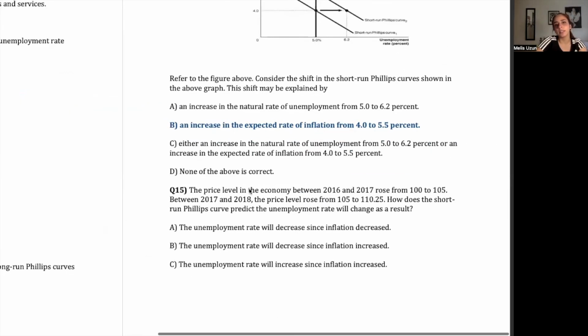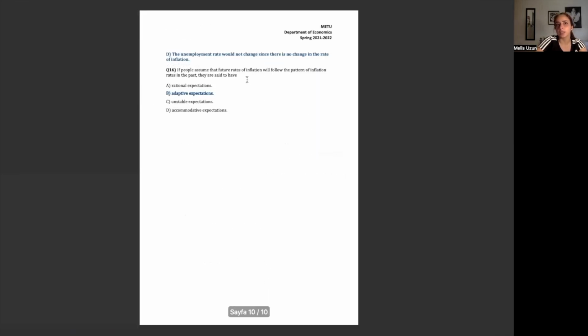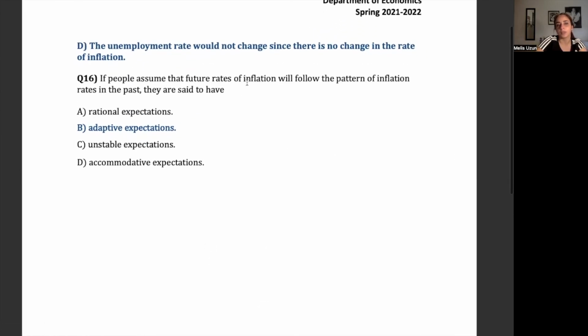Let's look at the 15th question. The price level in the economy between 2016 and 2017 rose from 100 to 105. Between 2017 and 2018, the price level rose from 105 to 110.25. How does the short run Phillips curve predict the unemployment rate will change as a result? The unemployment rate will not change since there is no change in the rate of inflation. So it's a tricky question.